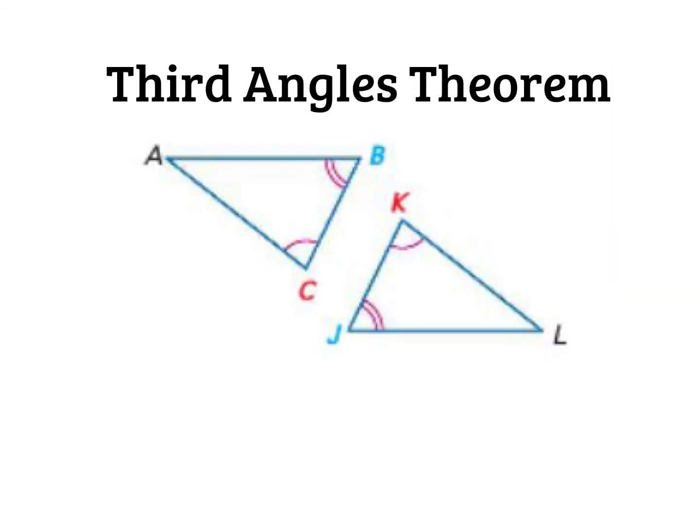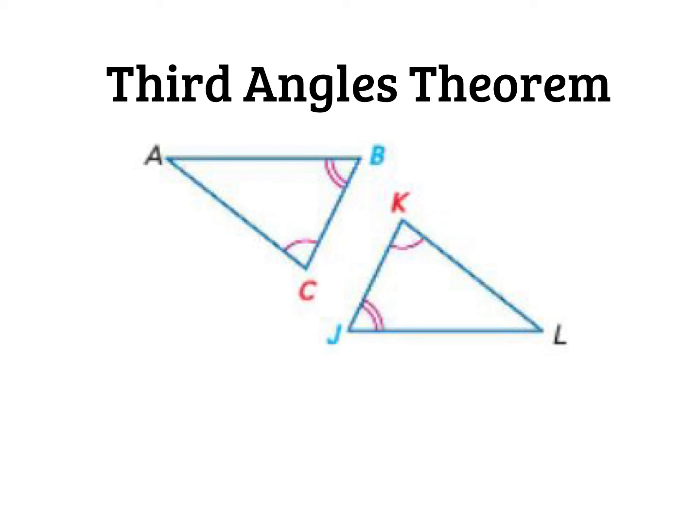The third angles theorem could be used for the previous problem as well. What this third angles theorem says is this. If I already know two angles of the triangles are congruent, I can assume that the third missing angle, angle A and angle L, are also congruent. Why are we able to assume that?